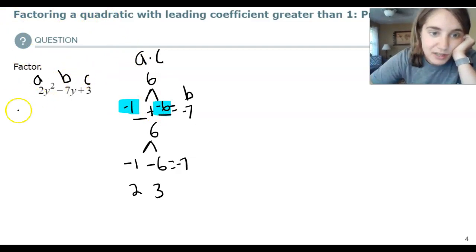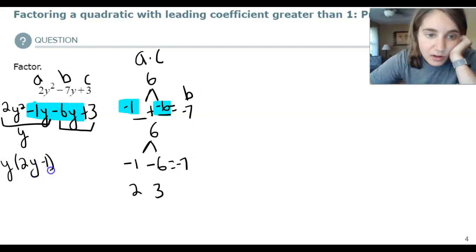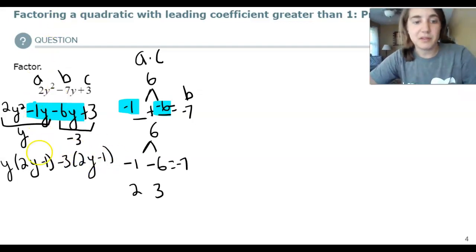So if I were to rewrite this, I'd have 2y squared and then I can group them and pull out a y. I can pull out a negative 3. I end up with my matching.